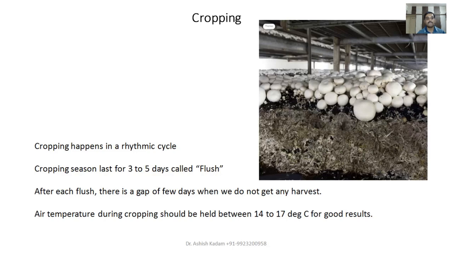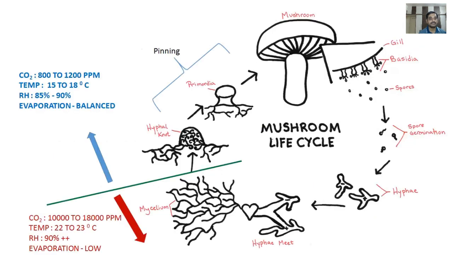So cropping is nothing but the harvesting of the button mushroom. Now we have got the right quality of button mushroom. Now we have to remove those, harvest the button mushroom, and send it for packing. That season is called basically a flush. So you get 4-5 flushes, and then you can use that for the packing.